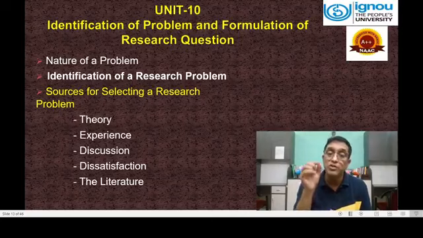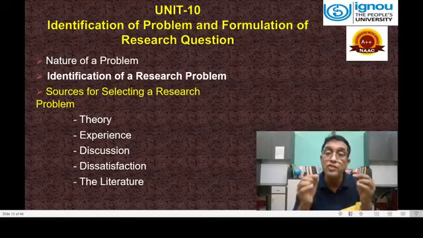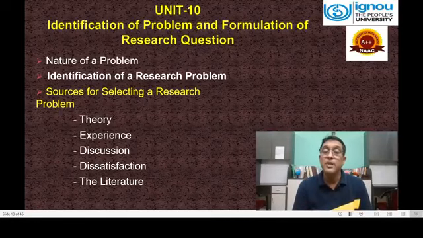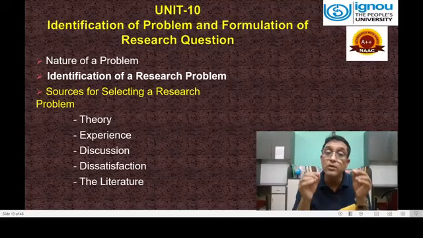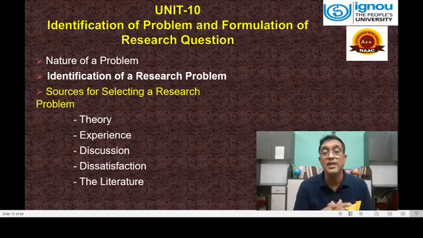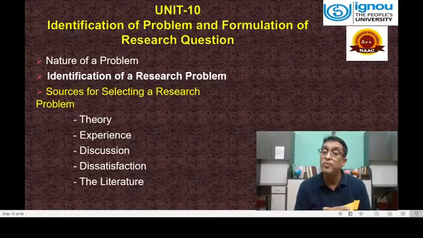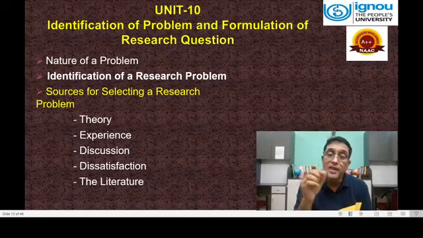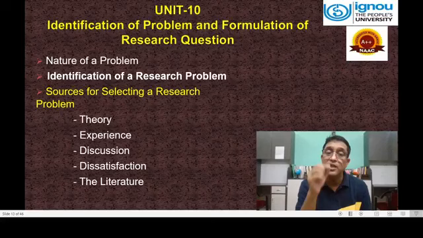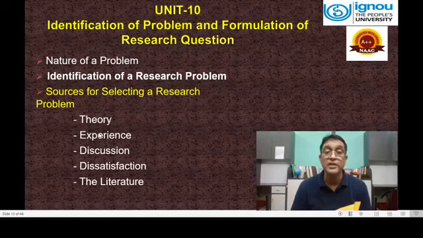So whenever you select a research problem, my request to you all is that it should be a felt need of the present time. At the same time, it should be your problem. Your problem means, as a researcher, you should select that problem. This problem should not be borrowed, or any other's problem. If it is your problem, then definitely you will engage yourself, you will be motivated for conducting the study.